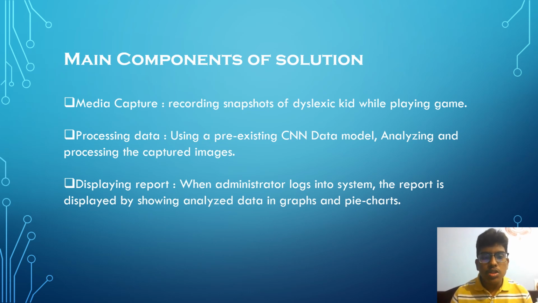The second one is processing data. We use a pre-existing CNN deep learning model to process the images and analyze the emotions of the children and give the output. And the third main component is displaying the report. When the administrator logs into the portal, the report is displayed by showing analyzed data through graphs and pie charts.